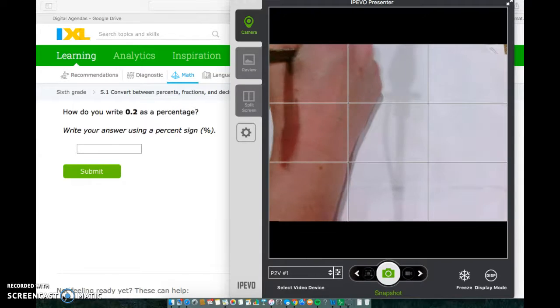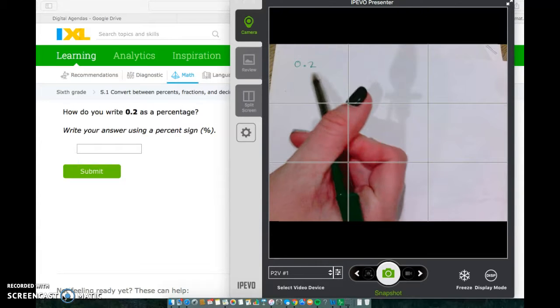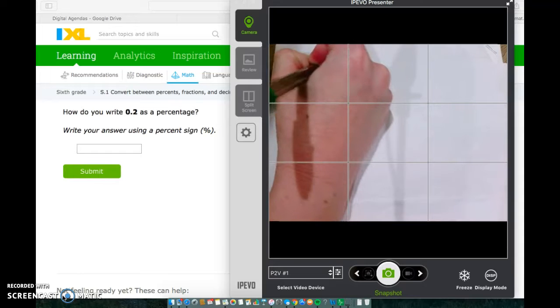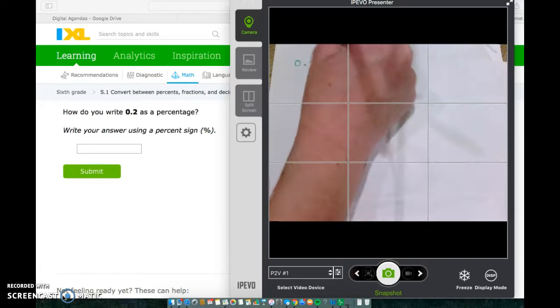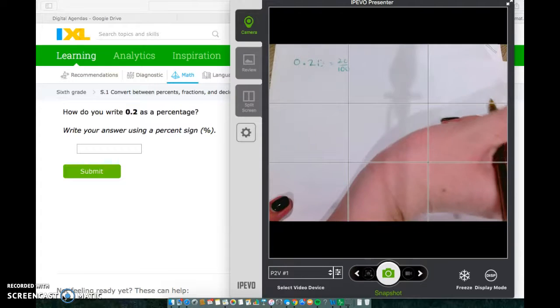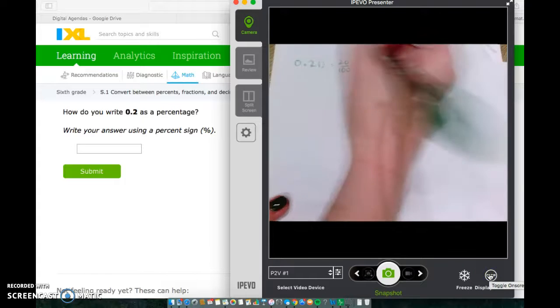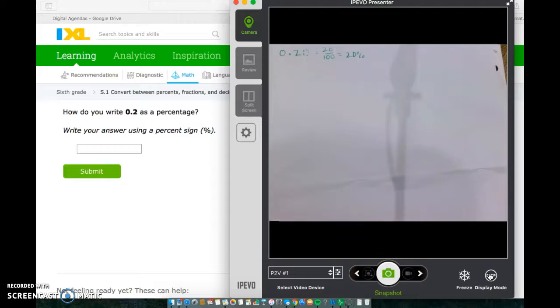Our first question says, how do you write 0.2 as a percentage? If I wrote 0.2 on my paper, I know that one spot after the decimal is out of 10. So if I needed to, I could add a 0 here to now be out of 100. I know that I am 20 out of 100. Once our fraction is out of 100, we just take the numerator, and that is our percentage.